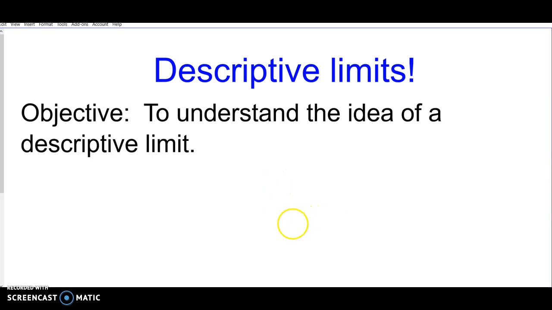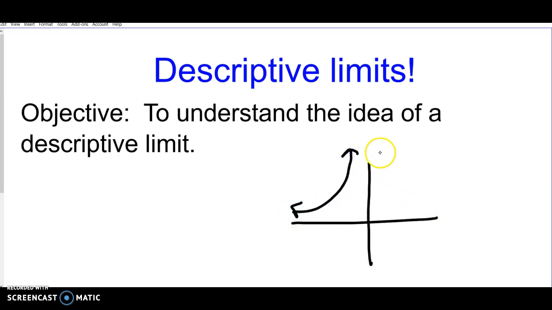So, just as a quick graph, you don't need to write this down, but let's just say I had a graph that looked like this. And maybe I was asking you, what are the y values approaching as we approach 0? The x value is 0. Well, notice that the y values are going up and up and up towards infinity, right? Or I could have had the same thing, but them going down towards negative infinity. So descriptive limits happen when we are approaching a vertical asymptote, basically.